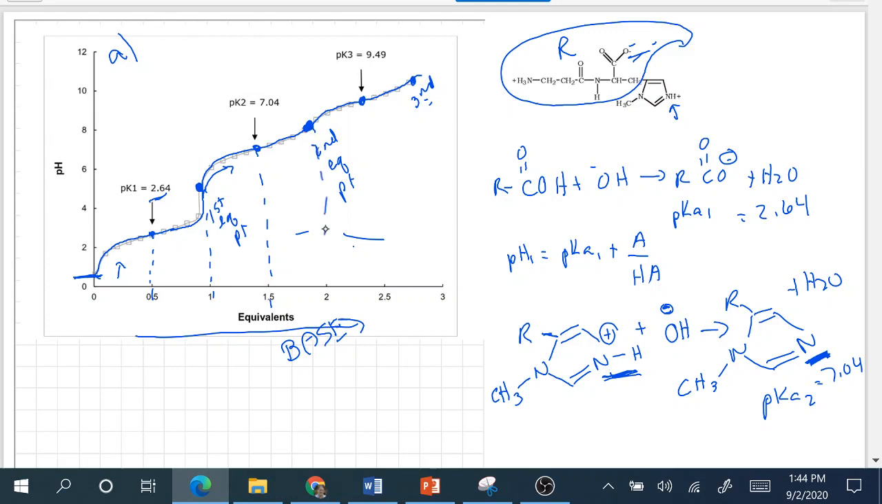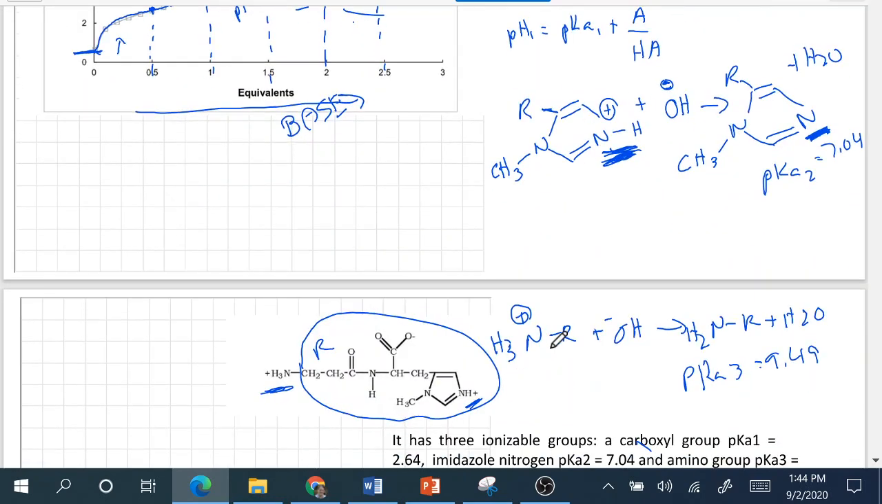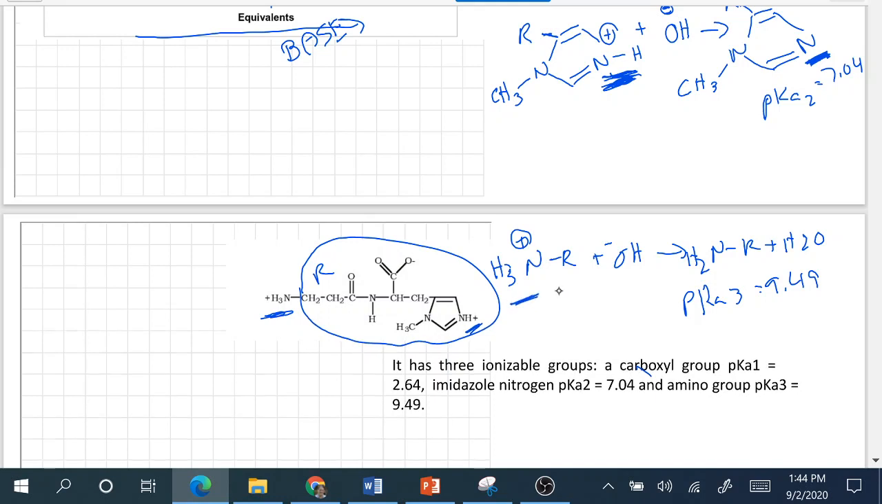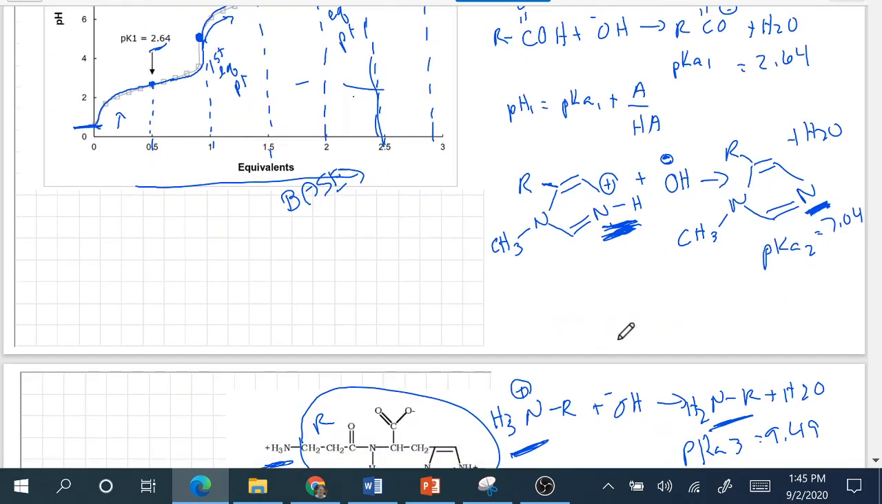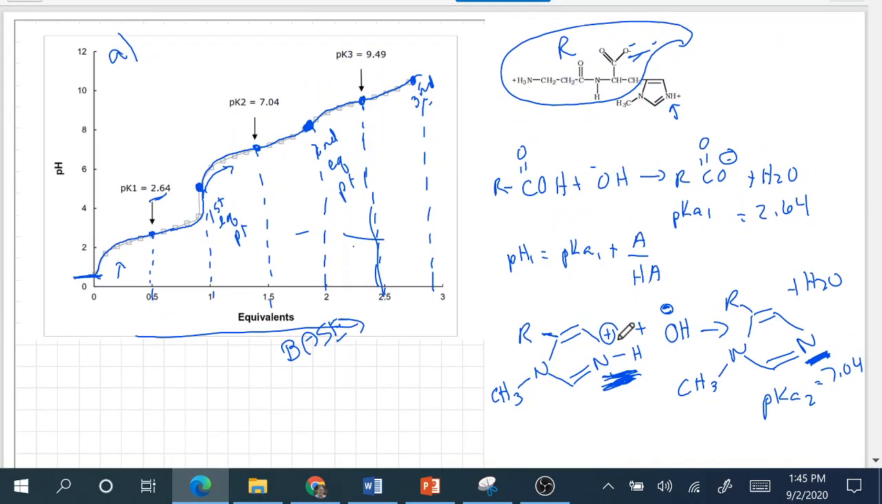Then at our second equivalence point, we've pulled off all of the hydrogens on our second ionizable group. At our third half equivalence point, we've pulled off half of the hydrogens from this amine. So we have half an equivalent of this and half an equivalent of this, and that's at our third half equivalence point, which can be viewed here on the graph. It's right here. And at our third equivalence point we've pulled off all of them. Alright, so that is how we would draw this titration curve.